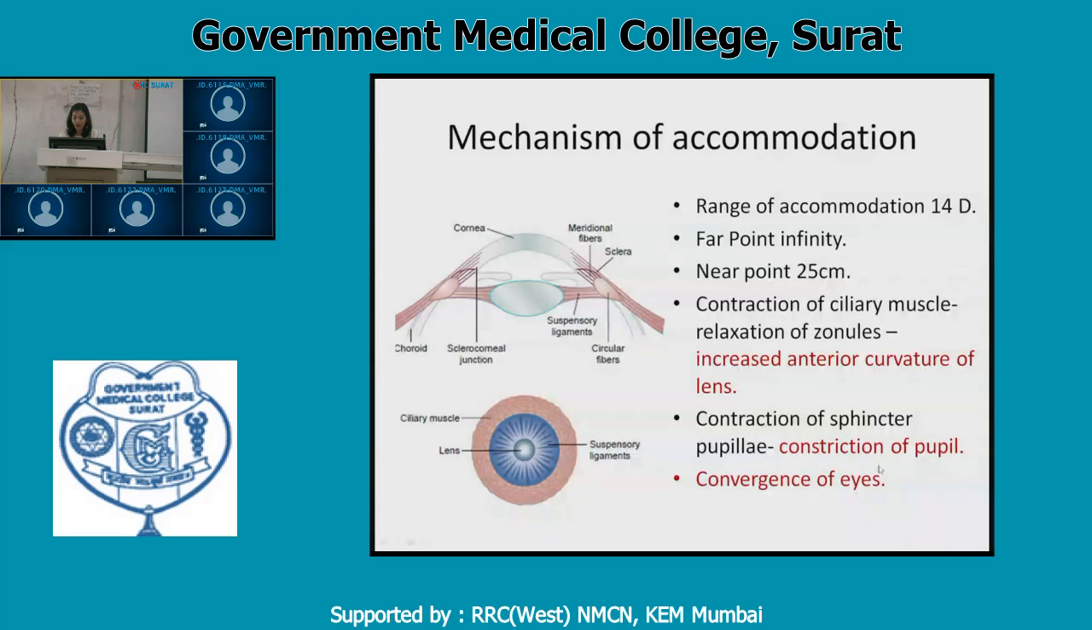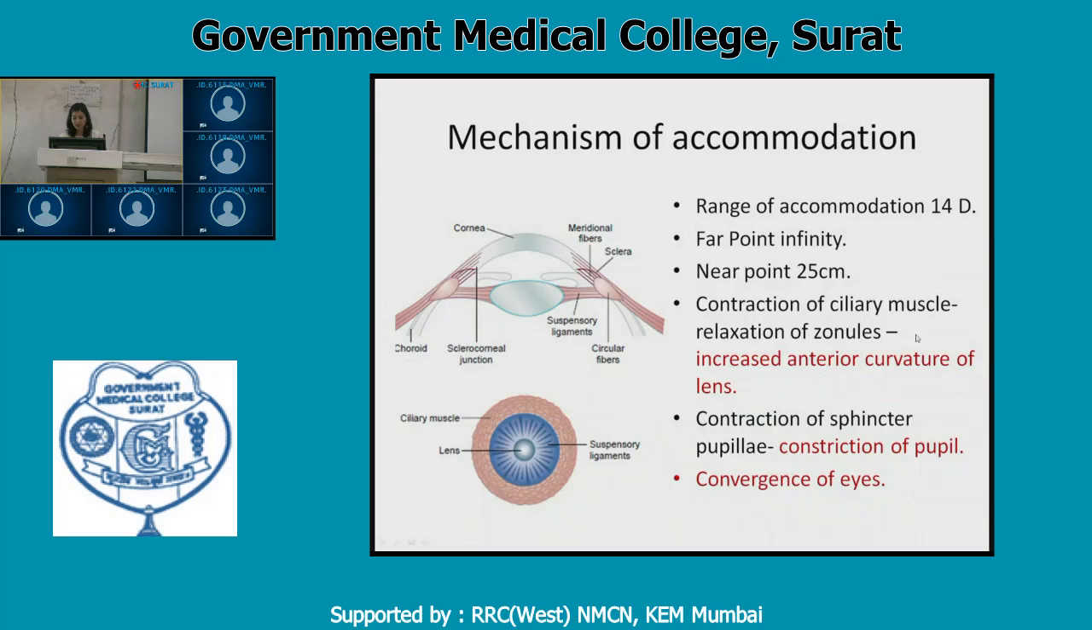And the third change that we see is the convergence of the eyes, contraction of the medial rectus muscle. With contraction of the medial rectus, both the eyes come towards the nasal side, or there is a convergence of the eyes. Contraction of medial rectus, medial movement of the eyeball is seen. So these are the three changes.